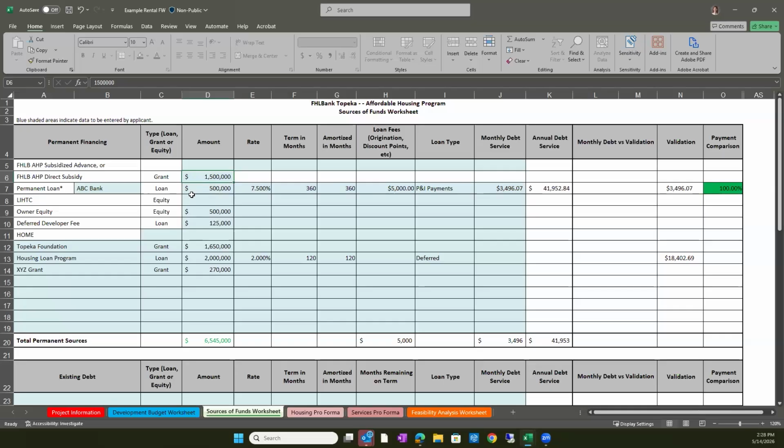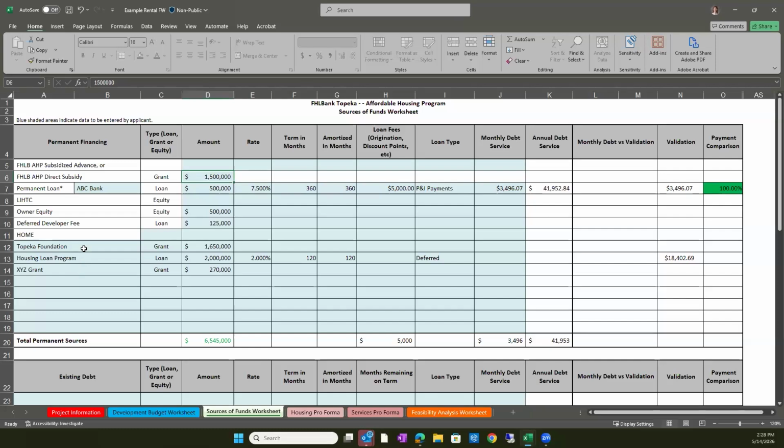When you are filling out your sources here, there are a couple of sources that we have pre-named. The permanent loan, LIHTC, owner equity, DDF, home funds, things like that. And then we leave a bunch of open spaces here at the bottom for any other sorts of sources of funds. You can see I made up just a few here for our example today.